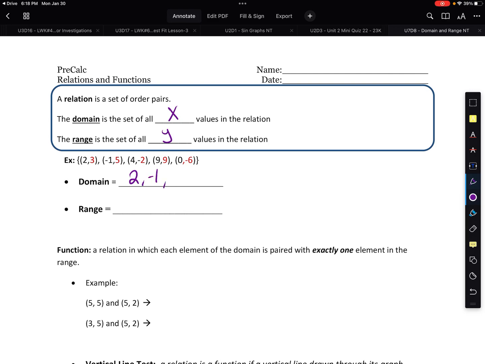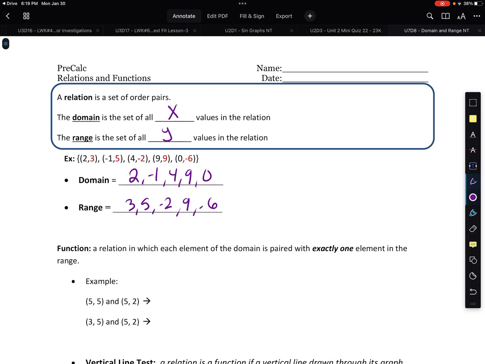2, -1, 4, 9, 0. Well, range is our y values. 3, 5, -2, 9, -6. You don't have to repeat the x value if it happens twice. You don't have to repeat the y value if it happens twice. You just list out every possible x.